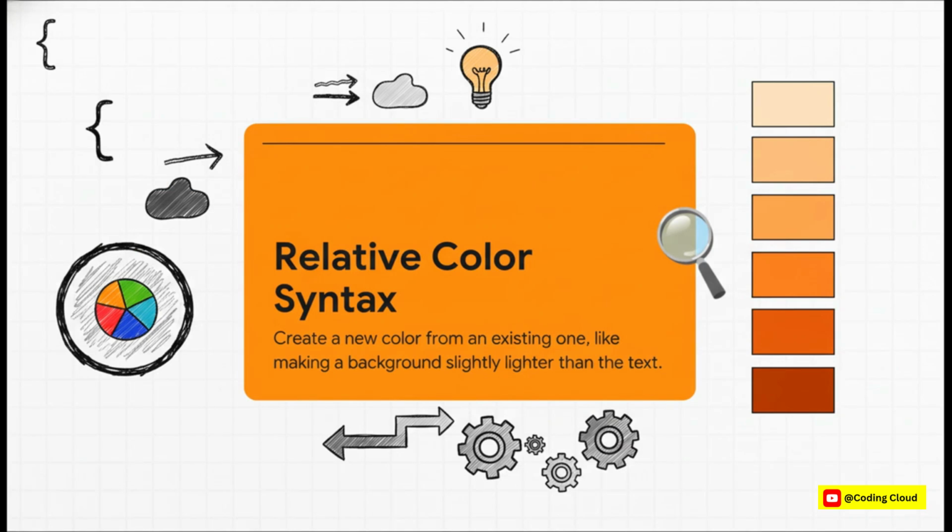Using a modern color format like OKLCH, you can literally tell the browser to create a new color from an existing one. In this little snippet, we're taking current color and just cranking up its lightness a bit. Now your background will always be a perfectly related, slightly brighter version of your text, no matter what color you change it to. It's incredibly dynamic.